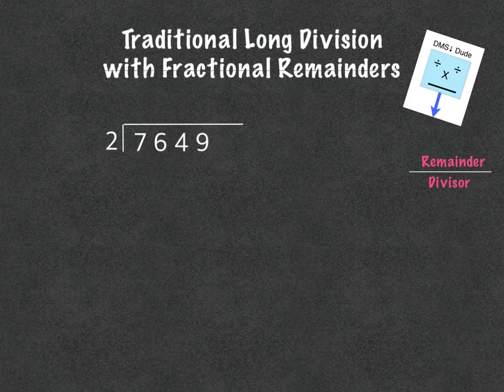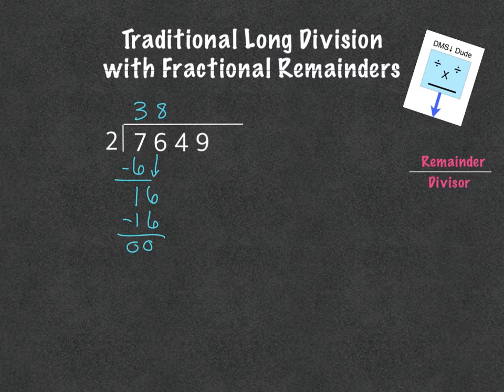So 2 goes into 7 how many times? It goes in 3 times. 3 times 2 is 6. Subtract and I get 1. So my division process is going to be completely the same. The only thing that's going to change is how I'm representing my remainder at the end. Okay, so now 2 goes into 16 how many times? 8. 8 times 2 is 16. Subtract and I get 0.